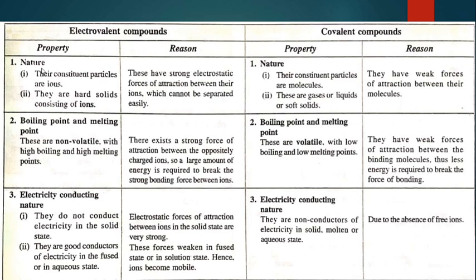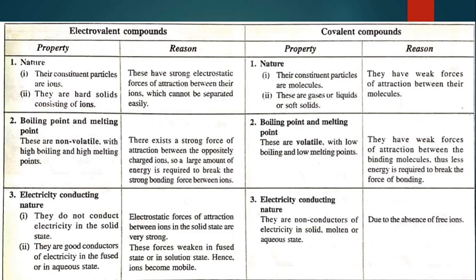The first one is nature. How would the nature of the electrovalent compound be, and how would the nature of the covalent compound be? And what is the reason behind the property? The first one: their constituent particles are ions. Electrovalent compounds are present in the form of ions, and they are hard solids consisting of ions.